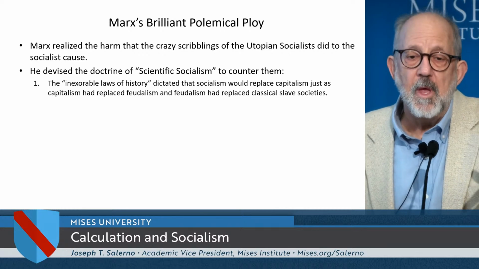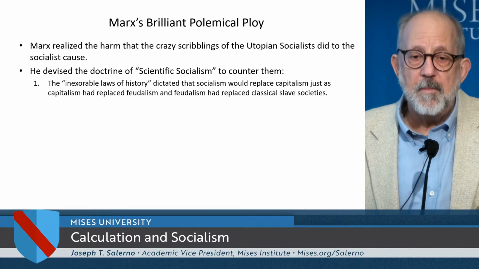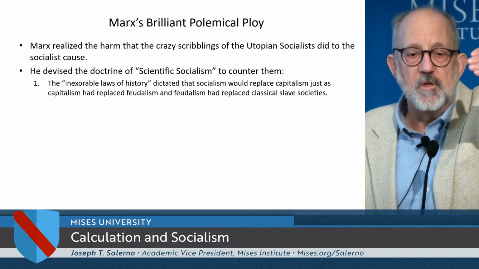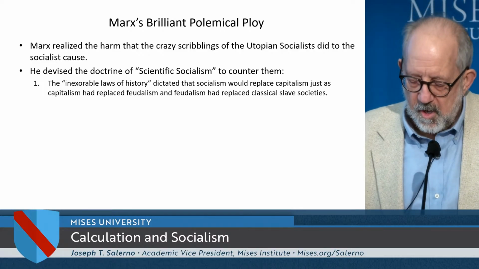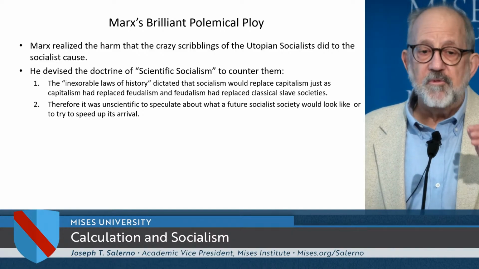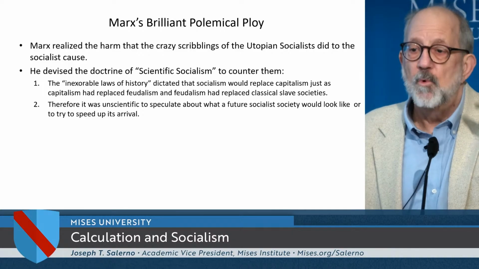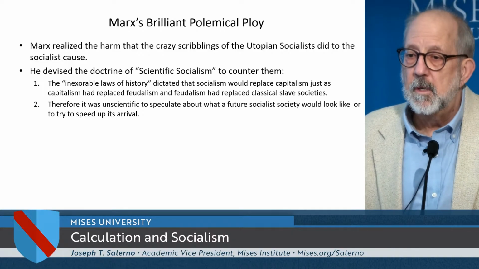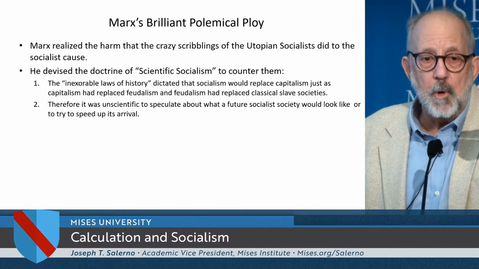just as capitalism replaced feudalism, just as feudalism replaced classical slave systems. It was a march towards socialism and eventually communism. There was sort of a difference between the stages, which I won't get into. Therefore, anyone who said anything about what the future socialist society may look like was unscientific. The laws of history had spoken. This is how things were going to develop.